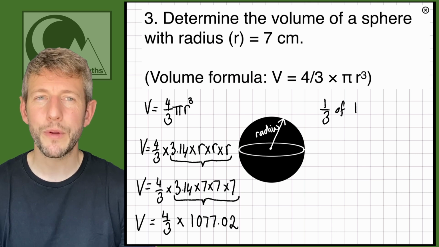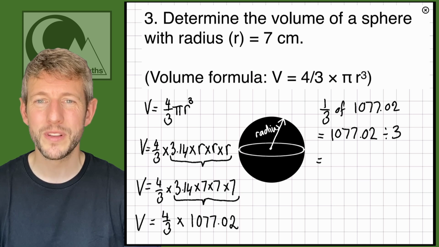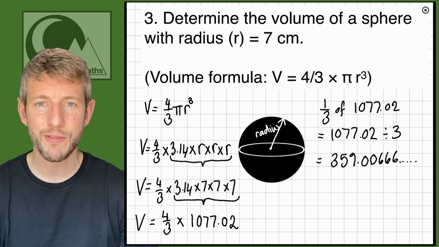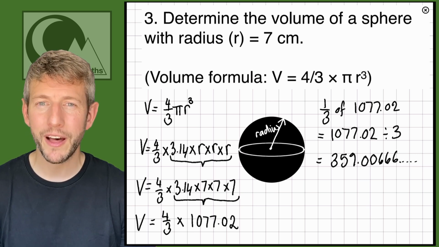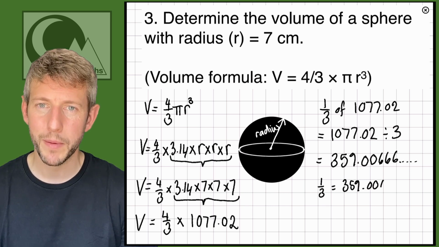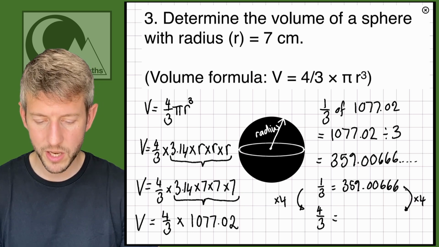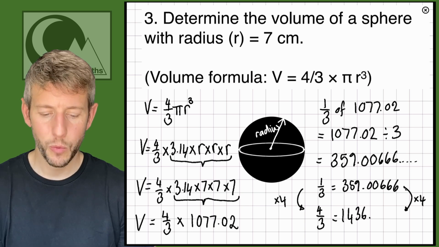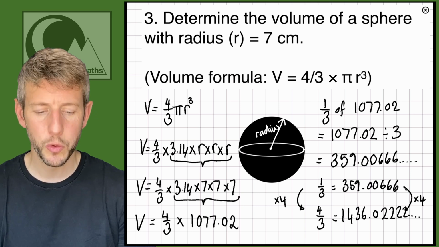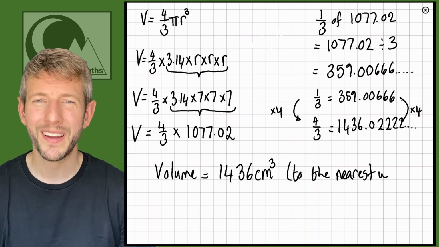Now we've got that value, we need to work out 4/3 of that. So first of all, to do that, we find 1/3. And to find 1/3, we divide it by 3. So 1077.02 divided by 3 equals 359.006 recurring. Now we want 4/3. So we now need to times that by 4, and that's going to equal 1436.02 recurring. I'm just going to call that 1436 centimetres cubed to the nearest whole number.